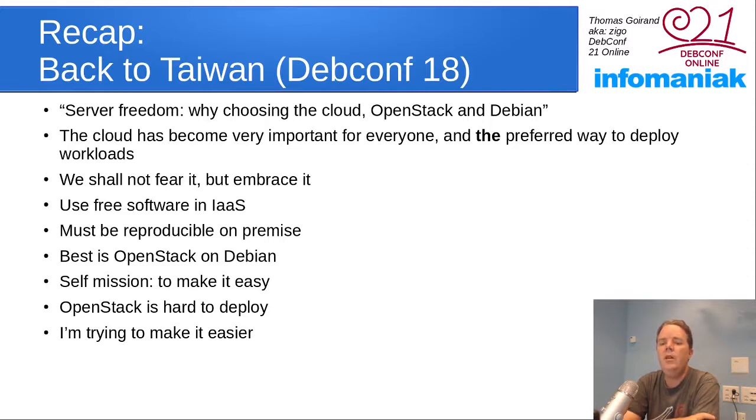Over the years, the cloud has become a very important thing for everyone and the preferred way to deploy workloads for the enterprises. Instead of fearing that technology, we should embrace it and use it. Though it's still important to use free software, it must be reproducible, on-premise. Then I'm claiming that the best cloud is OpenStack because it's free, free of vendor lock-in. And I believe that the best OpenStack is on Debian, especially on Bullseye.